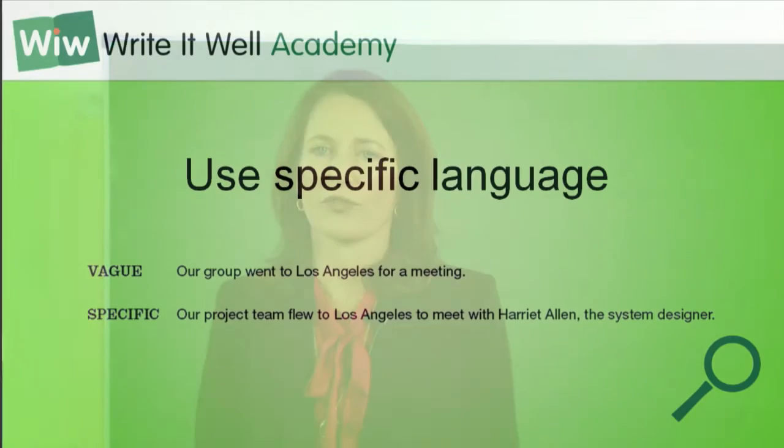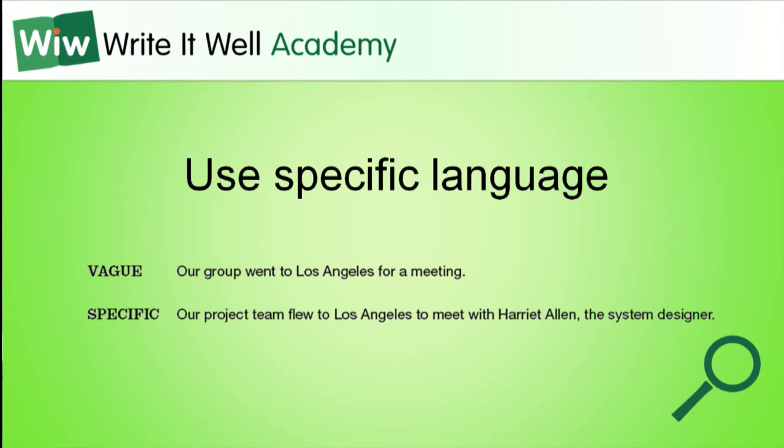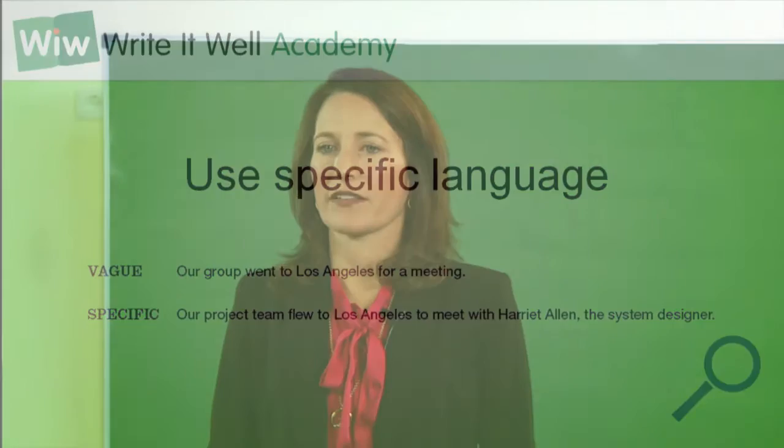So another example: our group went to Los Angeles for a meeting. We could make that more specific. Our project team flew. It wasn't went, they flew to Los Angeles to meet with Harriet Allen, the systems designer. If I read that specific example, I learned a lot more. You flew to Los Angeles and you met with Harriet, the systems designer, instead of our group went to LA for a meeting. Okay, so use specific language. You convey a lot more information.